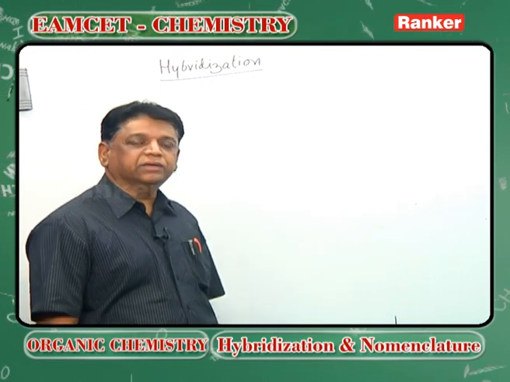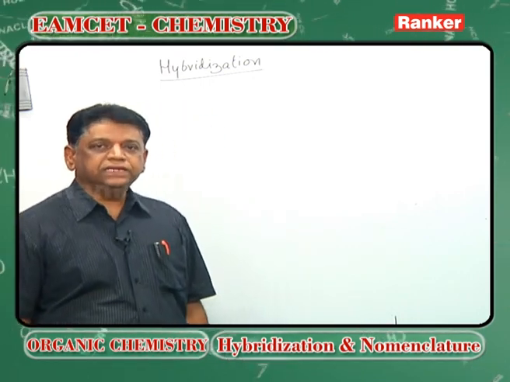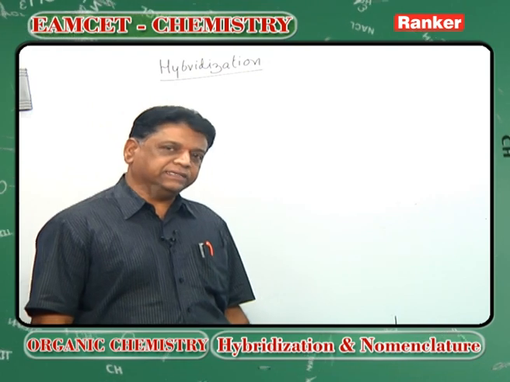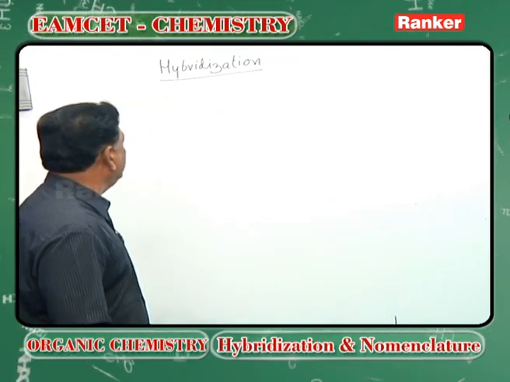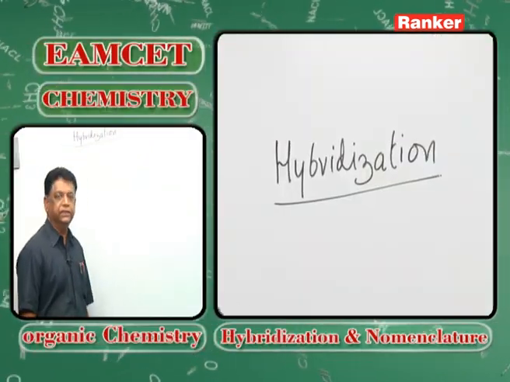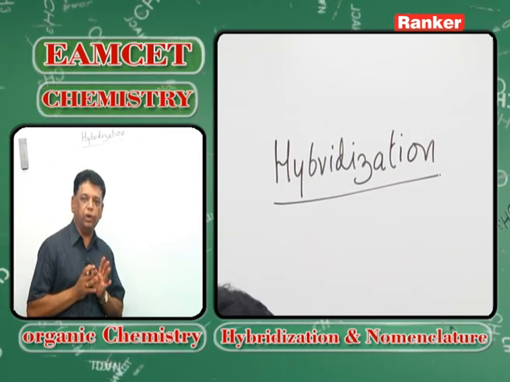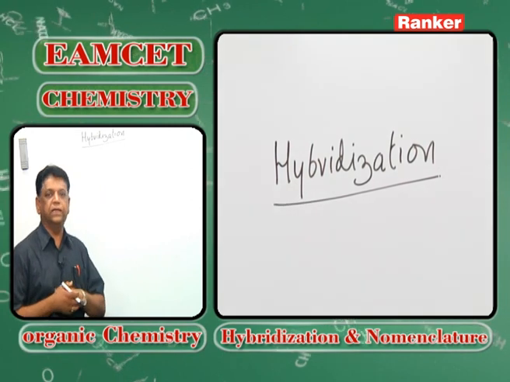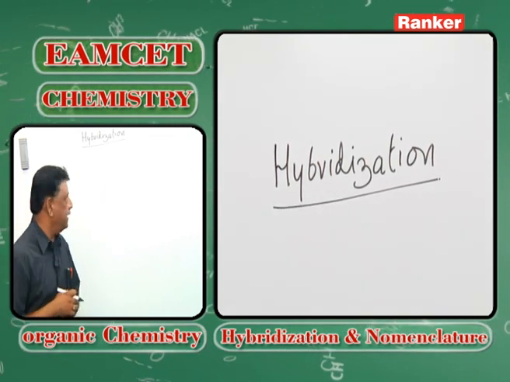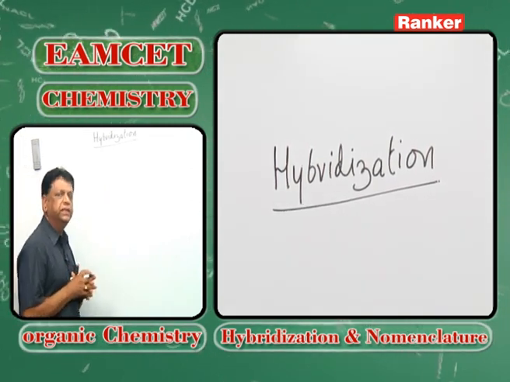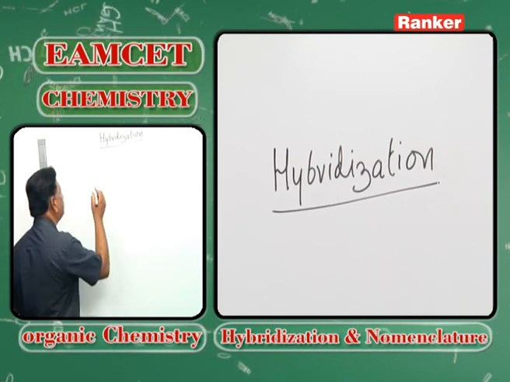We will take organic chemistry. In that, let us first understand some basic principles. One of the topics is hybridization. This hybridization involves the structure of the molecule. If you want to know what type of bonds are there in the molecule, we have to understand it. I will just take up the gist of the hybridization.